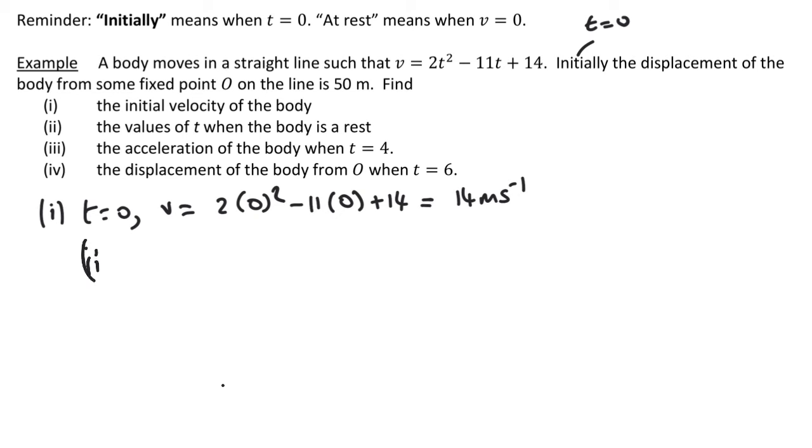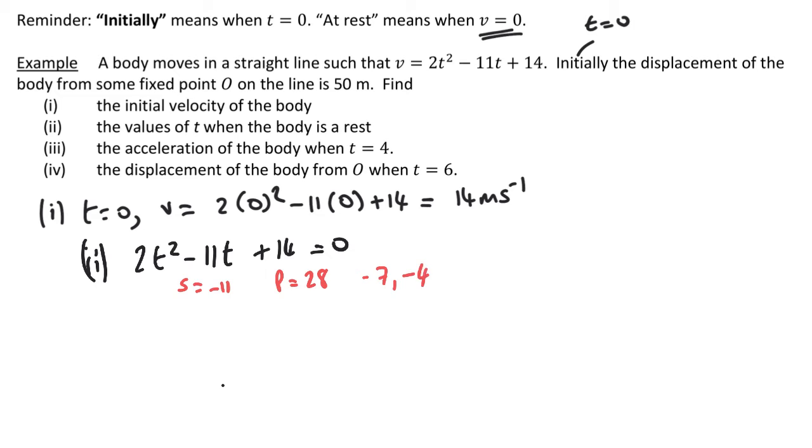Part 2, we have the value of t when the body is at rest. And at rest means velocity is 0. So we're going to have 2t squared minus 11t plus 14 equals 0. We can try and solve this using sum and product. Sum is minus 11, product is 28, and the numbers there are going to be minus 7 and minus 4.